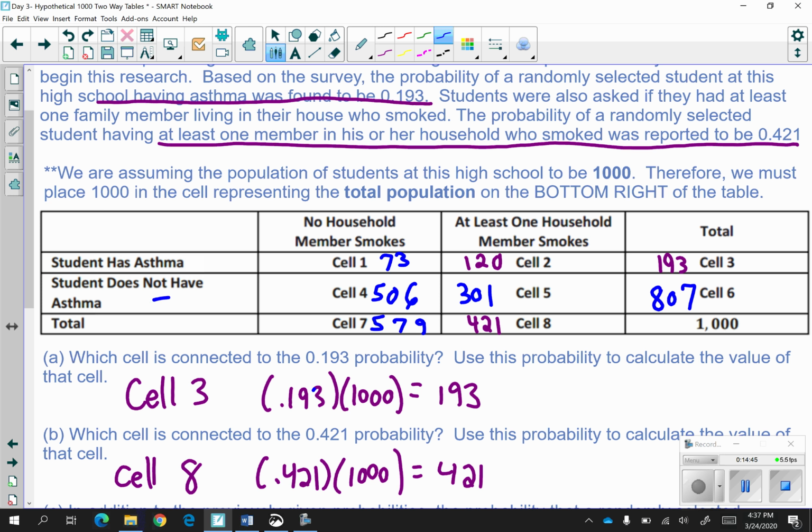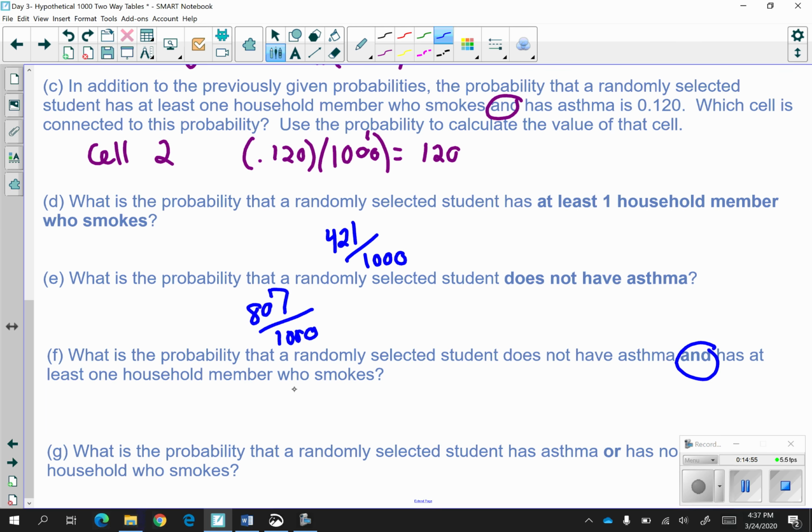So not having asthma and having at least one household member who smokes, that's going to be 301 people out of the 1,000.